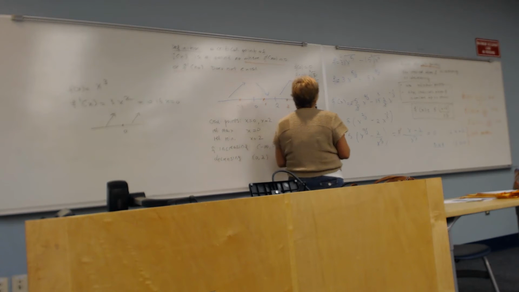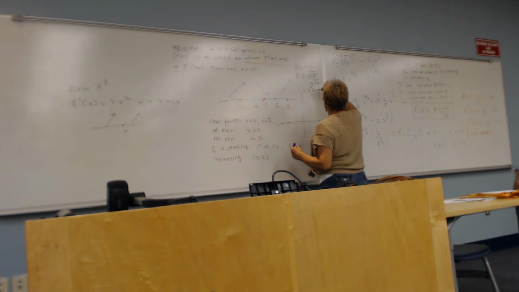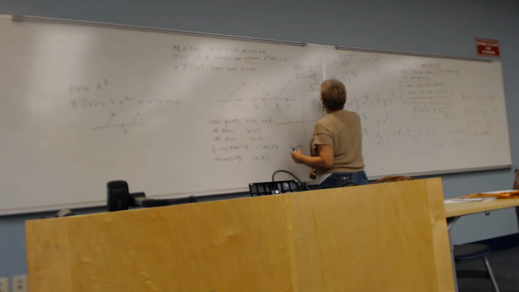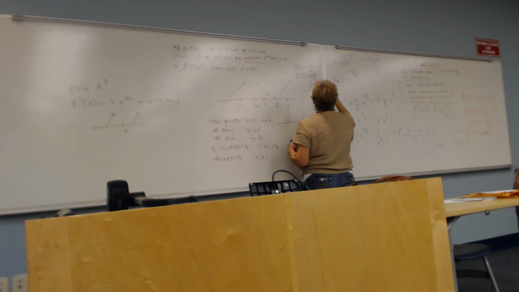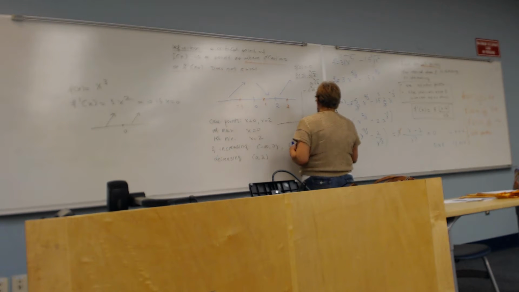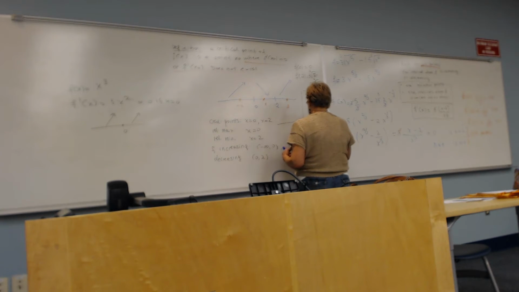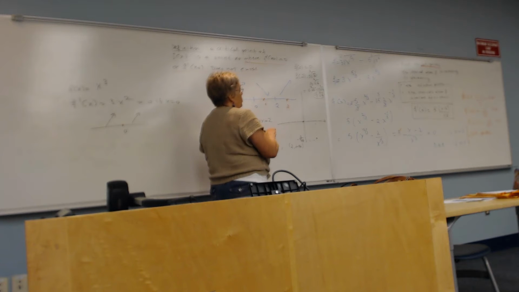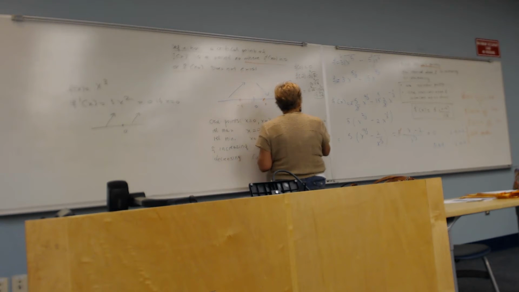So 6 cube root of 4 minus 15 cube root of 4. That's a negative value, minus 9 cube root of 4. So at 0, the function is 0, and at 2, the function is minus 9 cube root of 4. All right, so now how do we sketch the function? The function goes through this point and through that point, right?